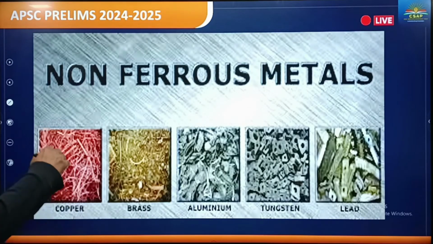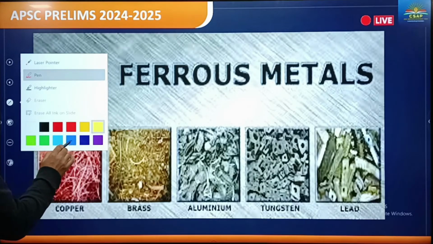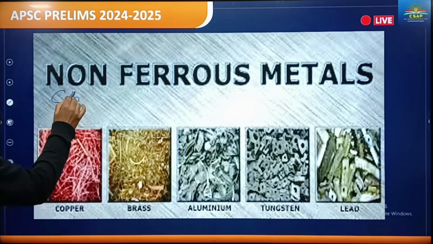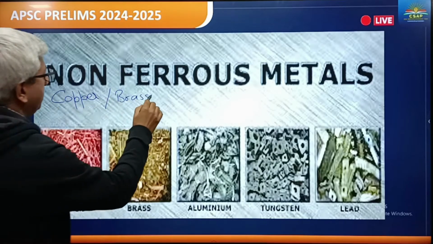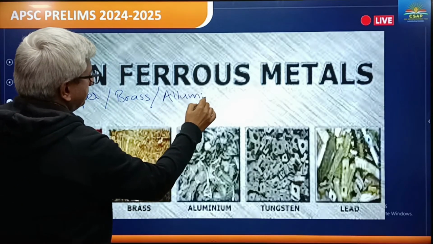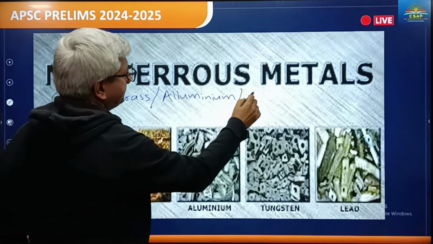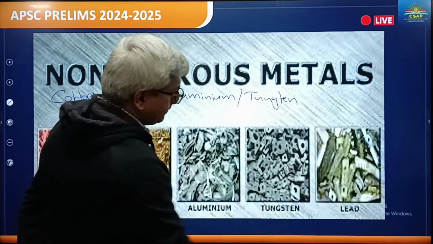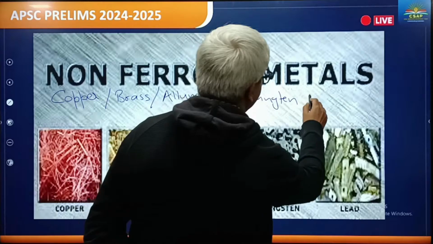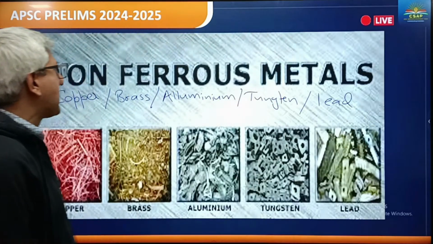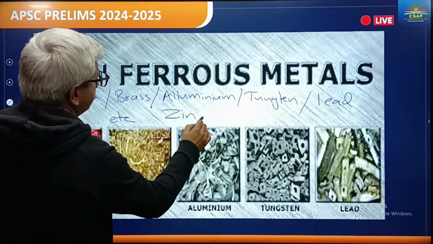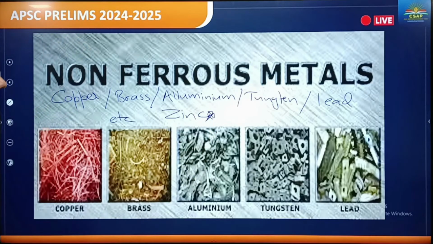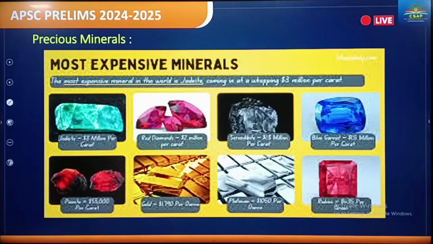Non-ferrous minerals include, for example, copper, brass, which is an alloy actually, then aluminium, tungsten, lead, zinc, etc. These are some of them that we are talking about. There are many.